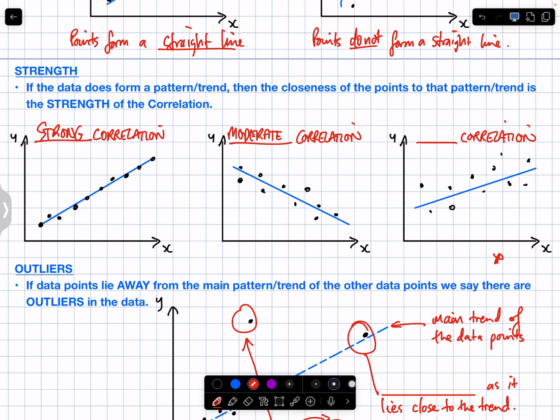Yeah, the dots are forming a line, but they're not super close to it. And then weak correlation for when the dots are, yeah, they're forming a shape, but they're not real close. They're just hanging around.